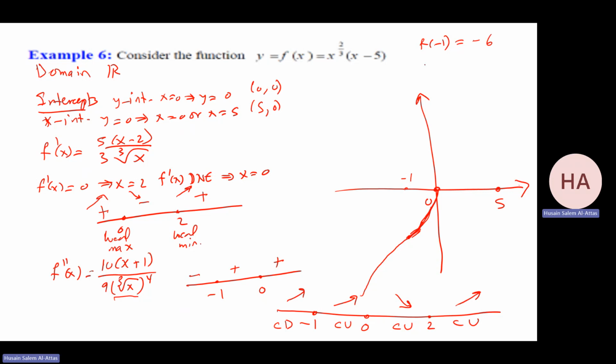Check f of 1. F of 1 will be what? Minus 4. So it's negative. F of 2, I think. I need f of 2. F of 2 will be what? Minus 3 cube root of 4. So it's a negative value. So it's concave up and decreasing until 2, which is the negative value here. Then it will concave up and increasing. Something like this, and increase. Yeah.